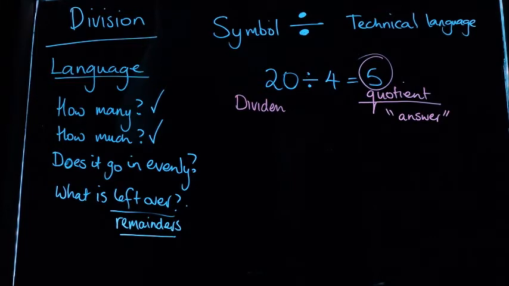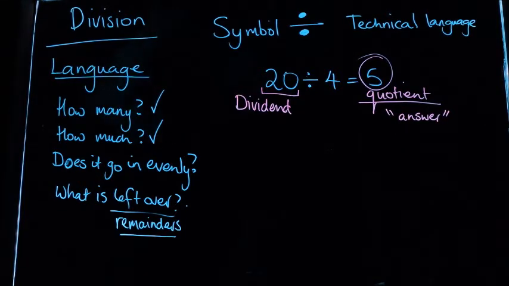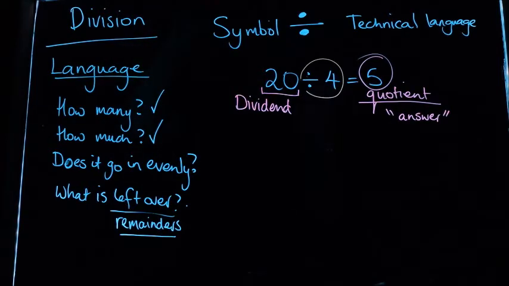And that is referring to this number, the number that we start with, the big number that we're going to break apart into smaller groups, okay? And the instructions for the size of the groups is here, okay? And we call this the divisor.